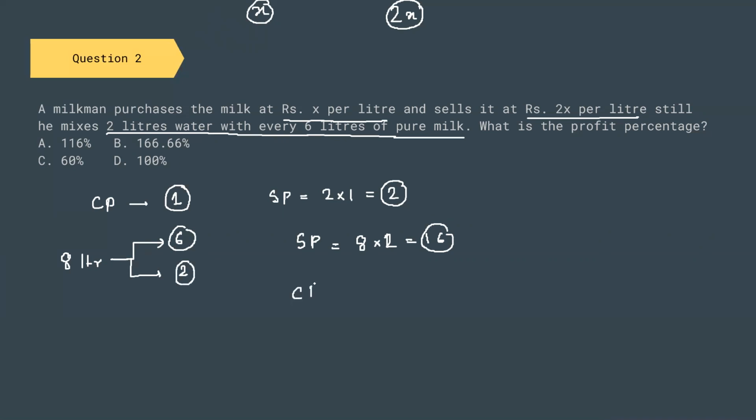So the cost price is going to come down at 6 into 1, that is 6 rupees. So he is investing 6 rupees and he is selling that particular quantity at 16 rupees. So using this, we have to find out the profit percentage. So the profit percentage will be 16 minus 6 divided by 6.